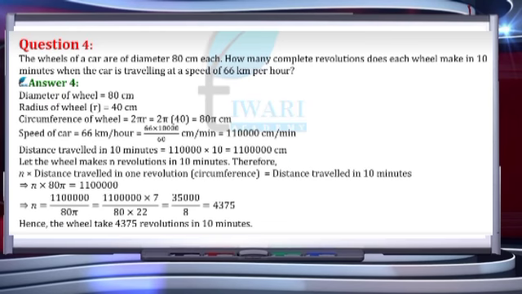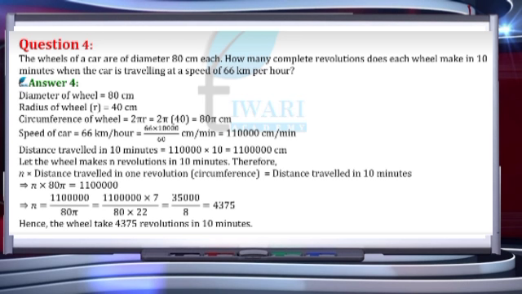Students, next question number 3 I am giving as homework. Do try this question by yourself. Next, question number 4 is: the wheels of a car are of diameter 80 centimeter each. How many complete revolutions does each wheel take in 10 minutes when the car is traveling at the speed of 66 kilometers per hour? So here the diameter of the wheel is 80, so its radius will become 40 centimeter, that is half of the diameter.